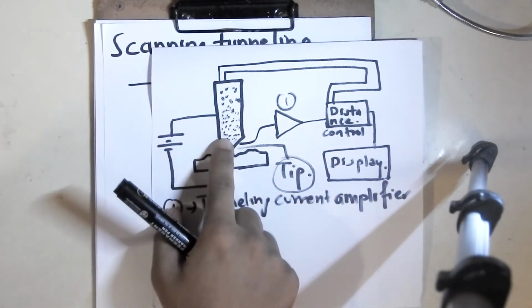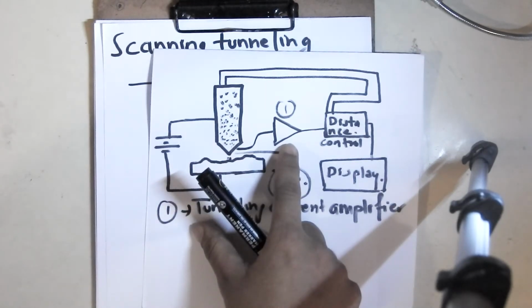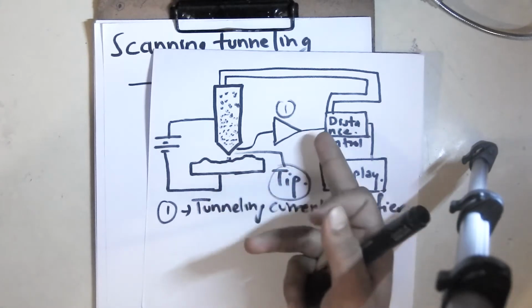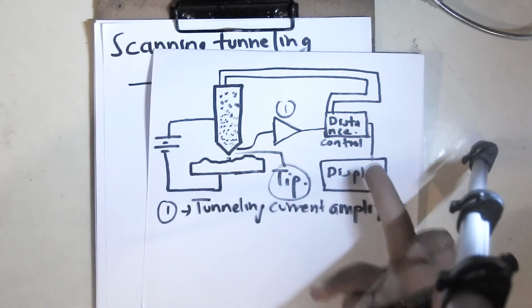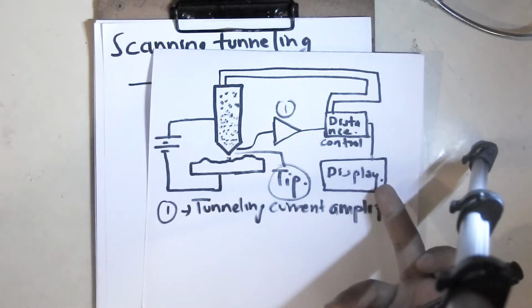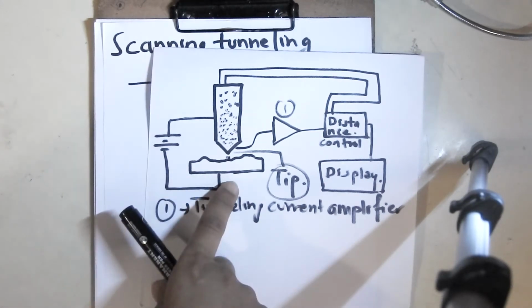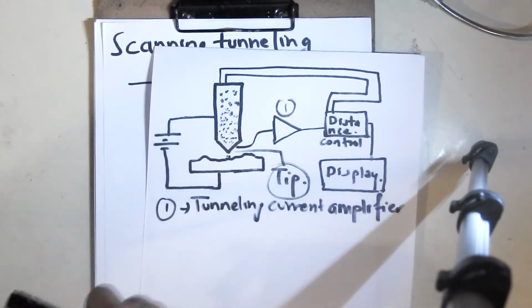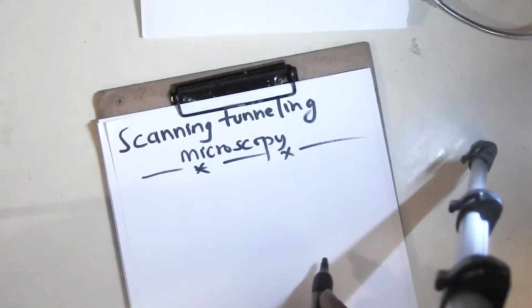We have a metal tip, usually of tungsten, and we have a current amplifier, a distance control unit, and a display unit. We provide a potential difference between the surface that is to be analyzed and the tip of the metal. Scanning tunneling microscopy works on the principle of the quantum tunneling effect.